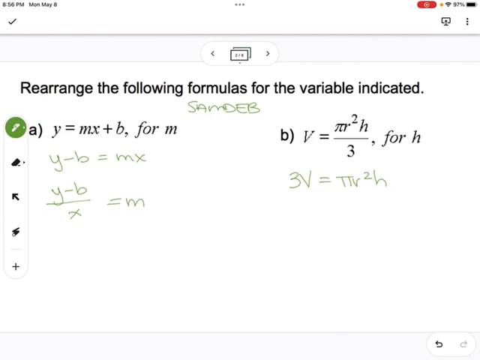Because we want to solve for h, we want to move this pi r squared to the other side. Since these are all multiplying, the opposite of multiplying, bringing it over, is dividing. So we're going to have 3v over pi r squared equal to our height.